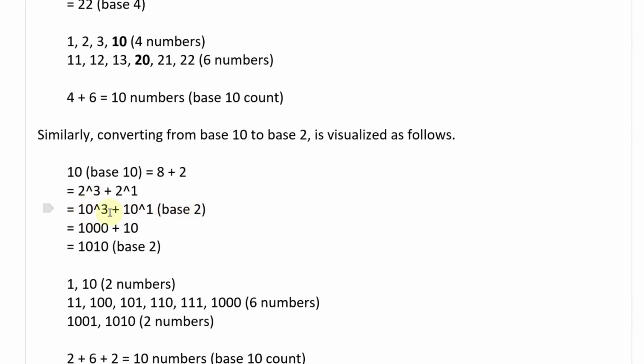And now we have this, and this just equals, well, 10 to the power of 3 is equal to 1,000. So yes, 10 to the power of 3. 10 to the power of 2 is 100, 10 to the power of 1 is 10. So we have 1,000 plus 10 to the power of 1, which is just 10. So 1,000 plus 10 is just 1010, base 10 and base 2.